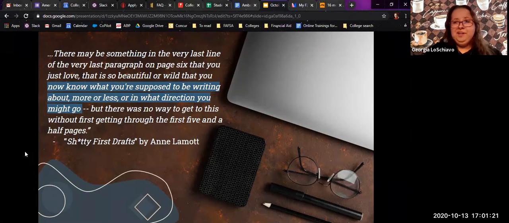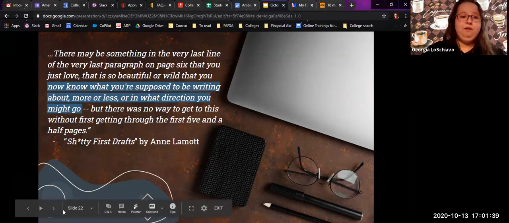Now, we don't want it to be like literally write six pages and pull one sentence out of that. We're just trying to say, write everything down, because you never know what you write down will end up turning into your essay. Just don't censor yourself. Just put everything on paper and go from there.